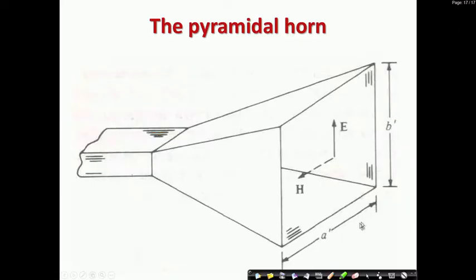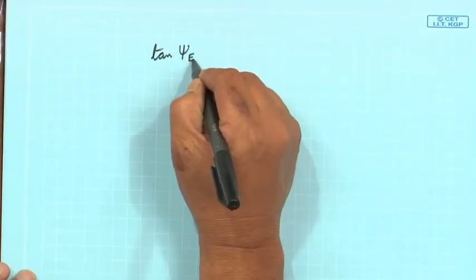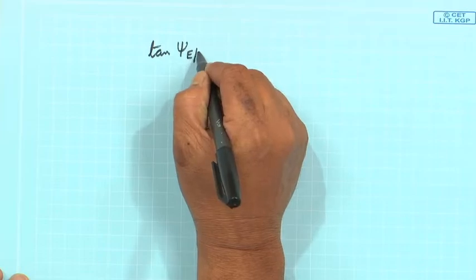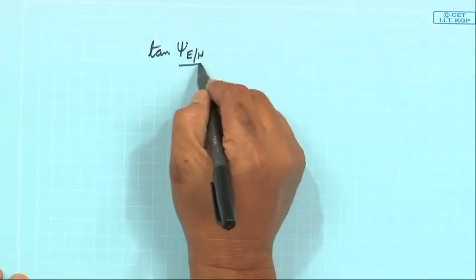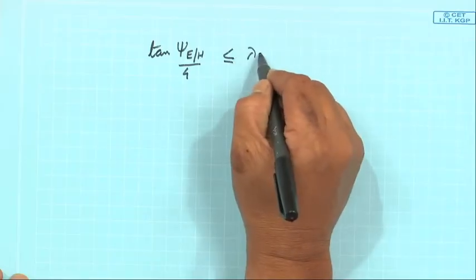So, ultimately your aperture is A dashed by B dashed. Now, in order to have a negligible phase error, the flare angle in both planes should satisfy the phase error condition, that tan psi E or H, I am writing. So, all these have to be satisfied together.